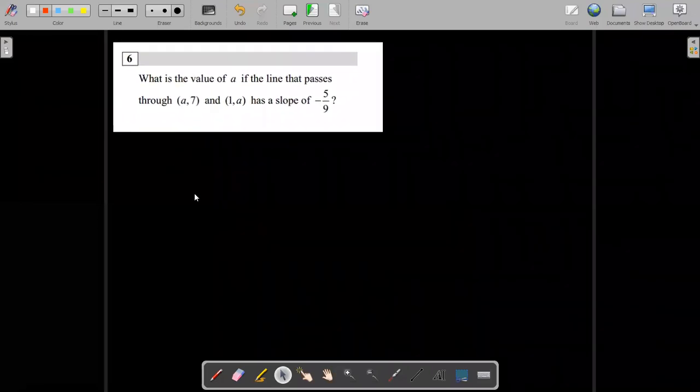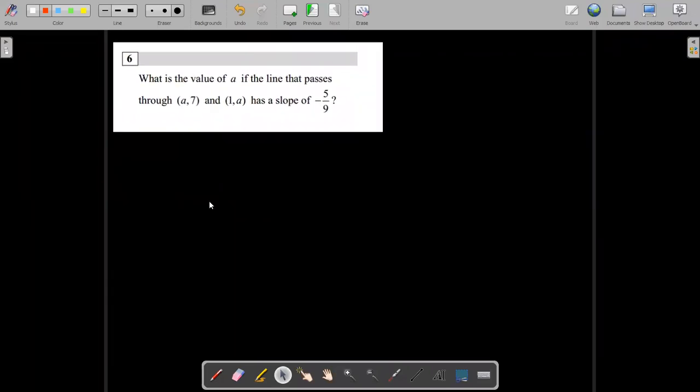So number 6, what is the value of A if the line that passes through A7 and 1A has a slope of -5 or 9? So it's already giving you the points x1, y1, and x2, y2. And it's telling you, what is the value of A if the slope is -5 or 9. And we know that slope is change in the y-axis divided by the change in the x-axis. That means y1 minus y2 divided by x1 minus x2, or y2 minus y1 divided by x2 minus x1, or rise over run.